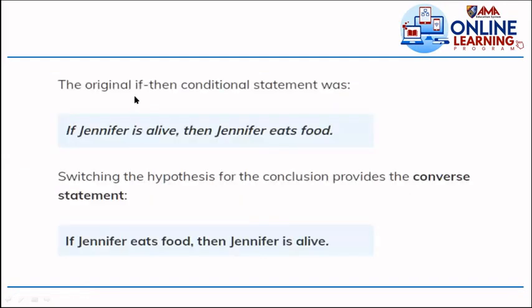Okay? Example dito, this is our original statement. If Jennifer is alive, then Jennifer eats food. Switching the hypothesis for the conclusion provides the converse statement. So pagbabalik-taran mo lang sila. So this is now your converse statement. If Jennifer eats food, so na yung statement B. Then, Jennifer is alive. Sumunod yung statement A. So yun po yung ibig sabihin ng converse statement. Any questions po?